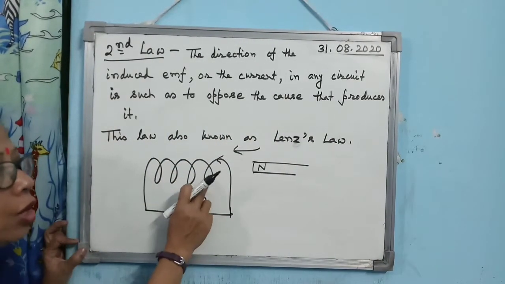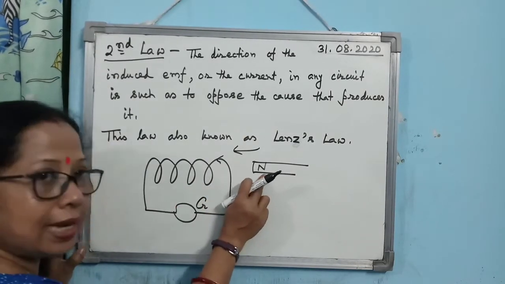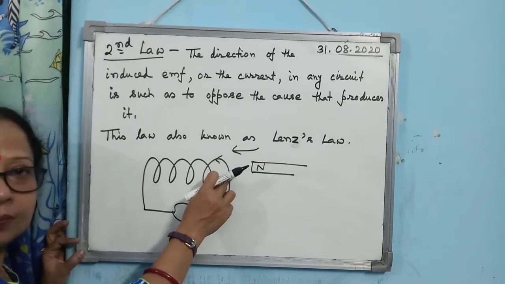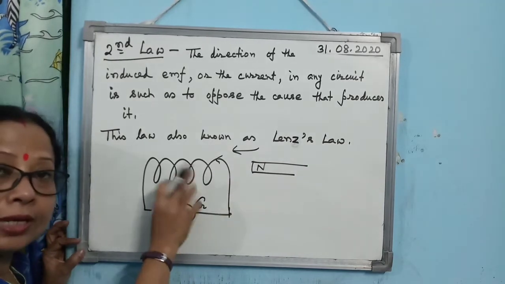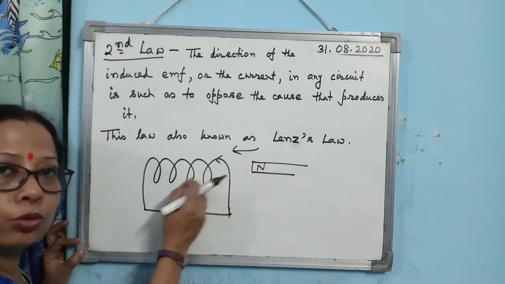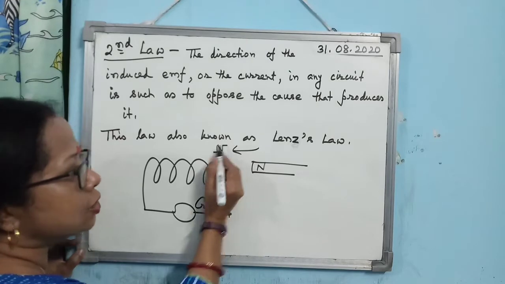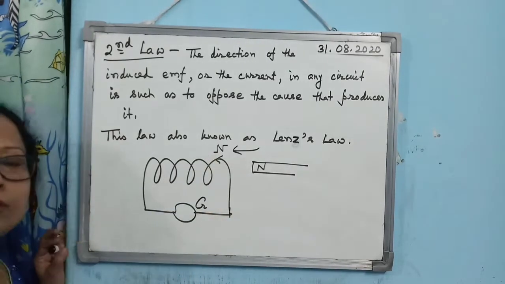So here you see what is the cause. Why is the current induced? The north pole is coming towards it. Alright, so what will it do? It will oppose the coming of the north pole towards it. So how can it oppose? The current direction should be such that a north pole develops in it.